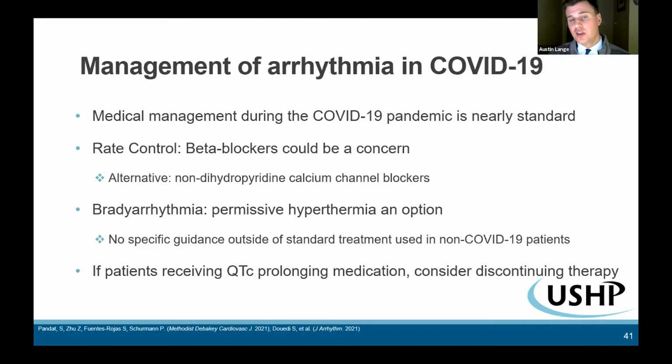And then you can consider permissive hyperthermia. Oftentimes when a patient has infection, they're going to have a higher heart rate. So using medications like antipyretics such as acetaminophen can blunt that hyperthermic response. So removing those medications can help with that. But outside of that potential, there's no specific guidance outside of the standard of care that we would do in a non-COVID patient who's having bradyarrhythmia.